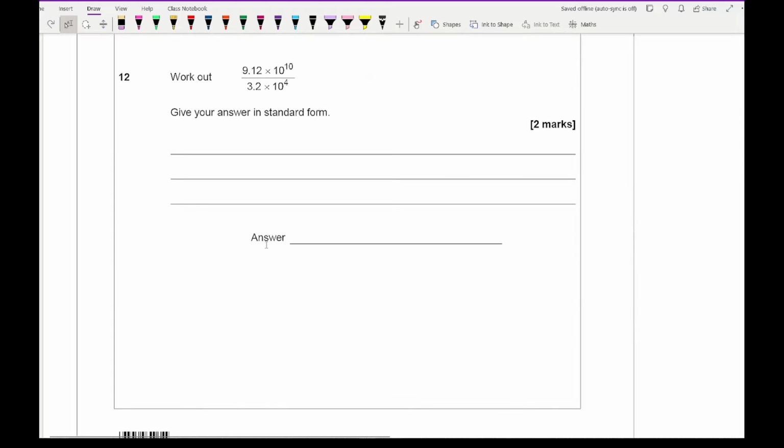For question 12, all we need to do is simply enter that onto your calculator. So remember to try and use your times 10 to the power of x button for your standard form. Use your fraction button as well, because obviously this is a calculator paper. And then just simply work it out. If you've done this correctly, you should end up with an answer of 2.85 times 10 to the power of 6.